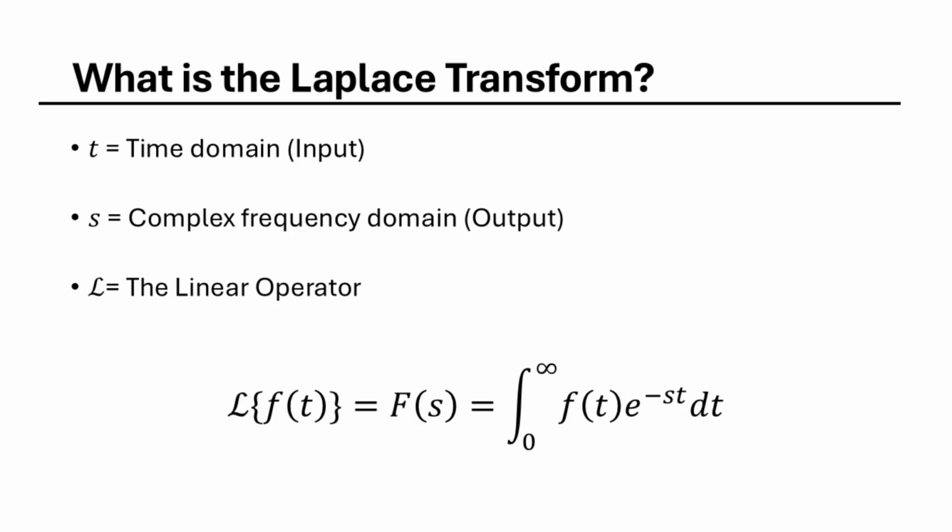The formal definition is the integral from 0 to infinity of f of t times e to the power of negative st, integrated with respect to t. But here is the magic: in this new world, differentiation turns into multiplication and integration turns into division. It's like turning a complex puzzle into a simple addition problem.